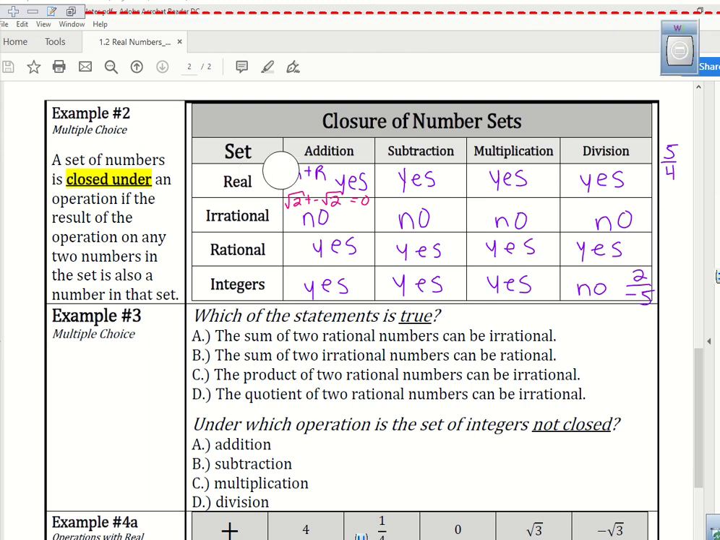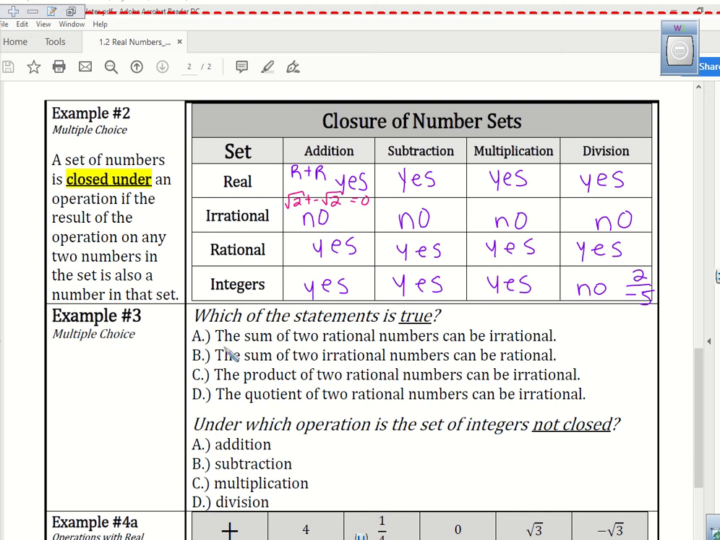Just going back, I did make a mistake on the real numbers. Real numbers encompasses everything. So whatever number we talk about this year in Algebra 1, they are all real. So just think real numbers are closed under everything. And again, this is a little confusing. Just take it for what it is. Don't read too much into it.